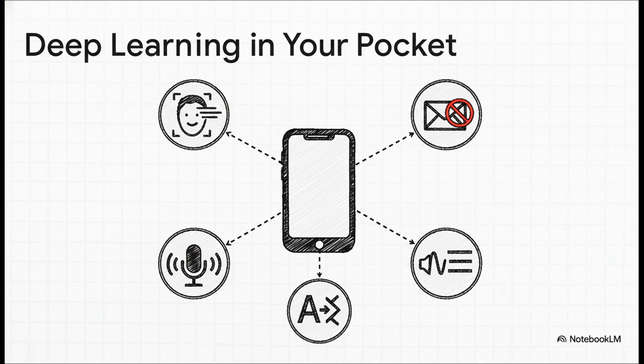That face unlock we started with? Yep. The voice assistants that actually understand what you're saying? That too. And that spam filter that, thank goodness, keeps your inbox clean? All of it is powered by deep learning. It's the tech that lets our gadgets see, hear, and understand us.